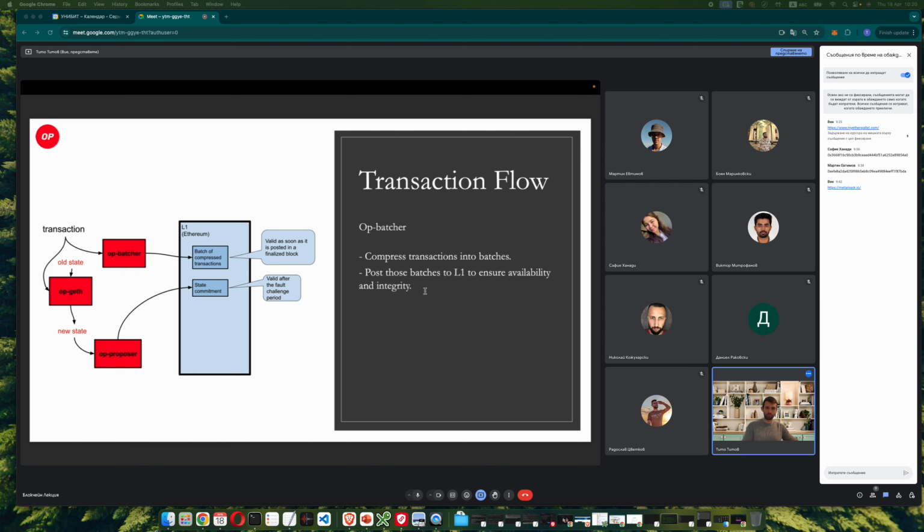Basically, the batcher and proposer are sending transactions here. And when the batcher sends a transaction, it is valid as soon as it is posted in a finalized block. And here there is some difference: it is valid after the fault challenge period.